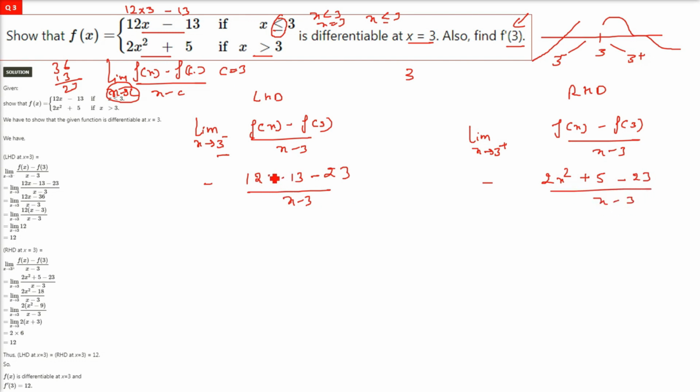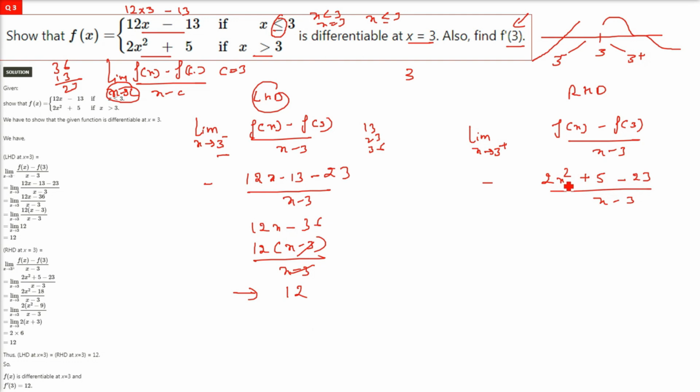So let us solve this one. It is going to be 13 plus 23 is 36. So it is going to be 12x minus 36. And if you take 12 common, it will be x minus 3. X minus 3 is always in the denominator. So you have 12 as the left hand derivative. This is your left hand derivative, okay?